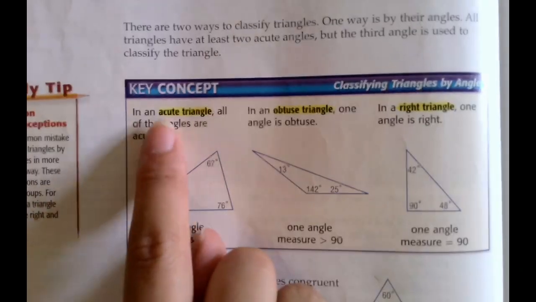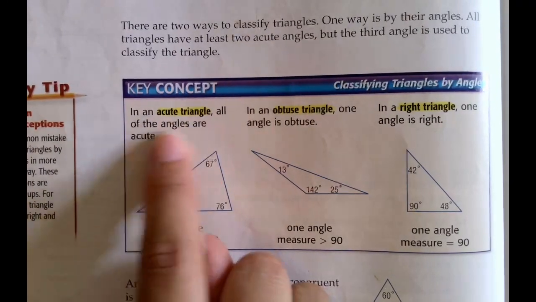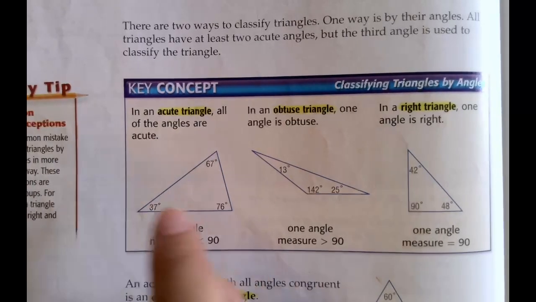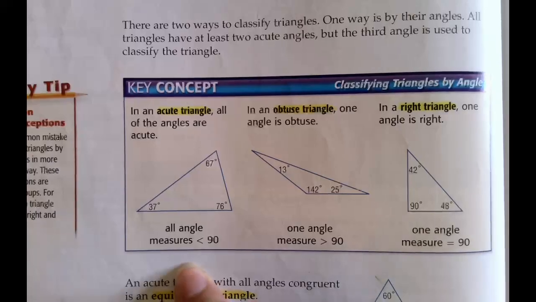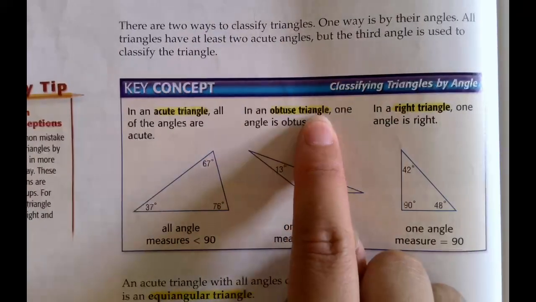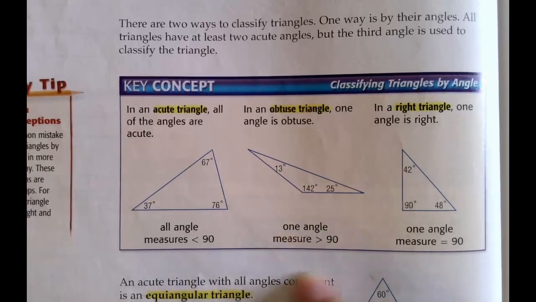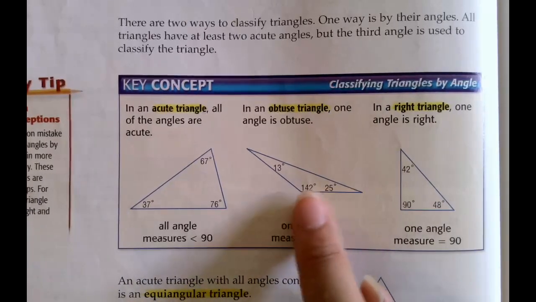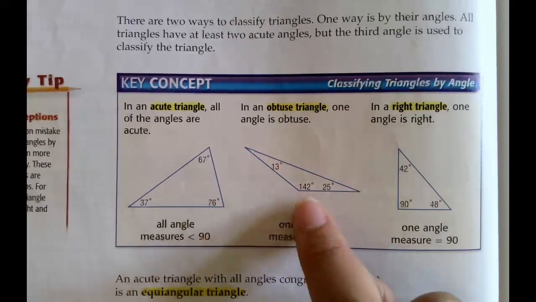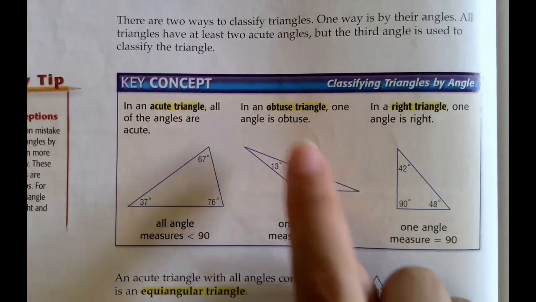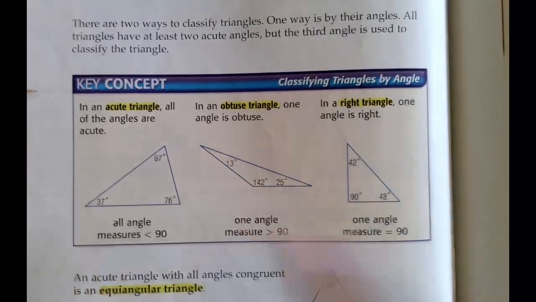Our first triangle is the acute triangle, and in order to be acute, all of the angles must be acute, which means that all of the angles must measure less than 90 degrees. Okay? In an obtuse triangle, one of the angles is obtuse, which means that one of the angles measures greater than 90 degrees. The other two, in order to add up to 180 for our triangle, will have to be acute. Okay? So with an obtuse triangle, only one of them is obtuse. The other two are acute.